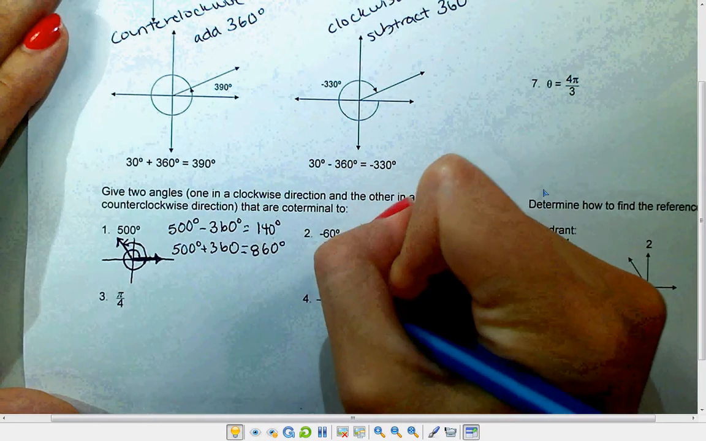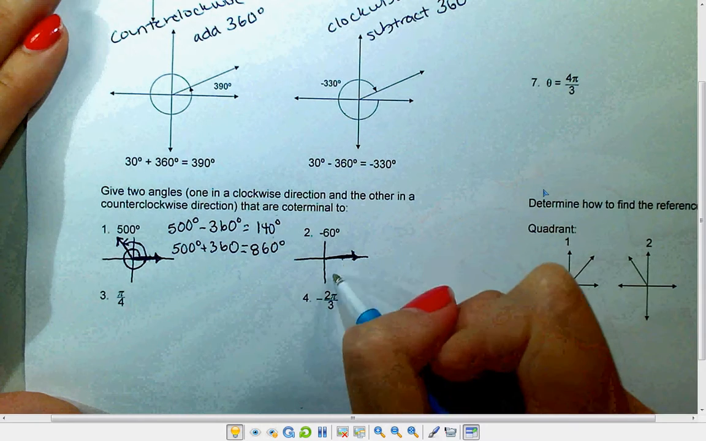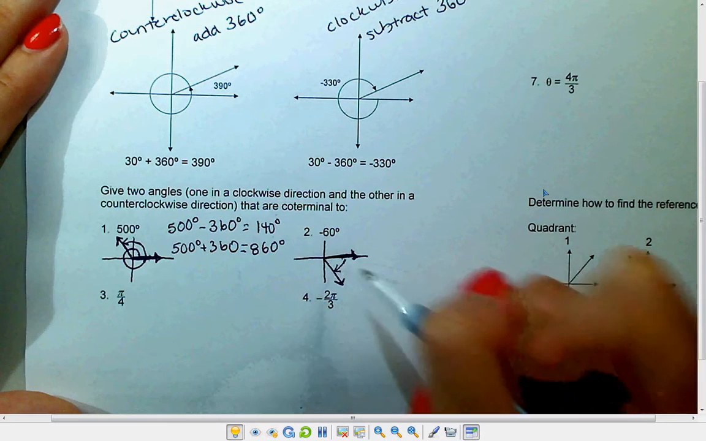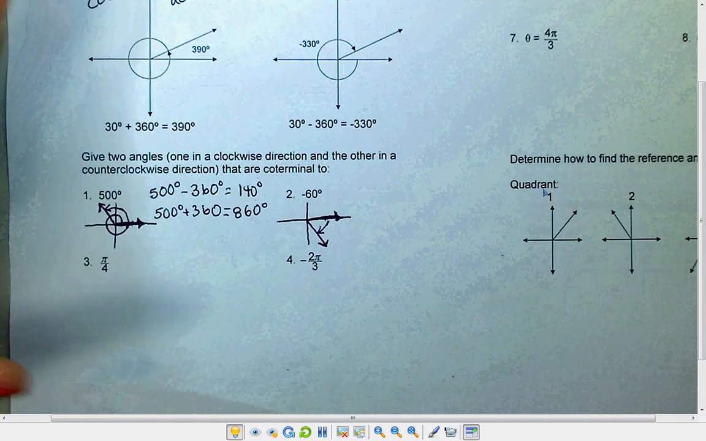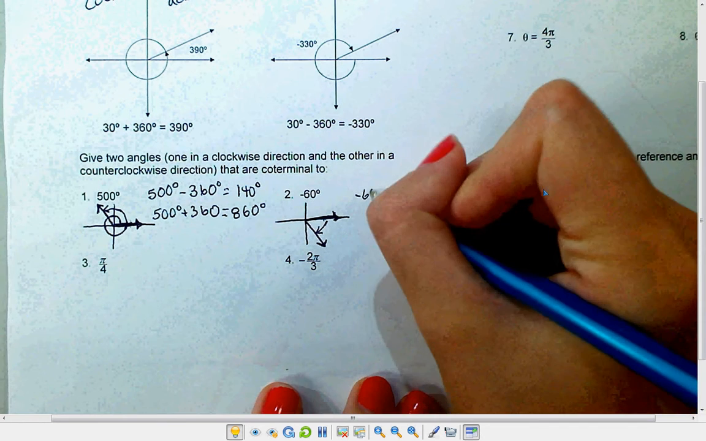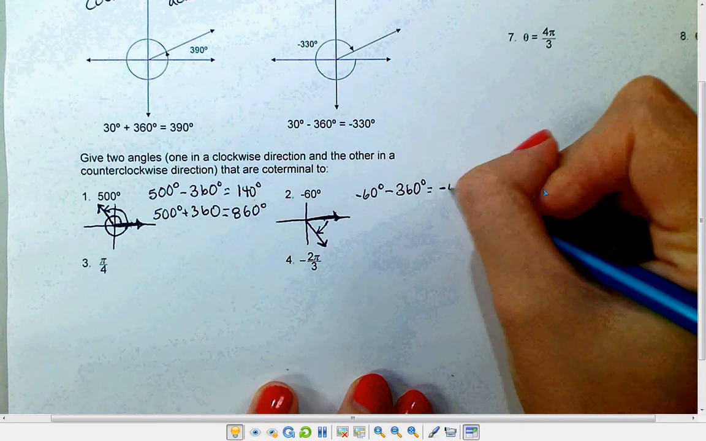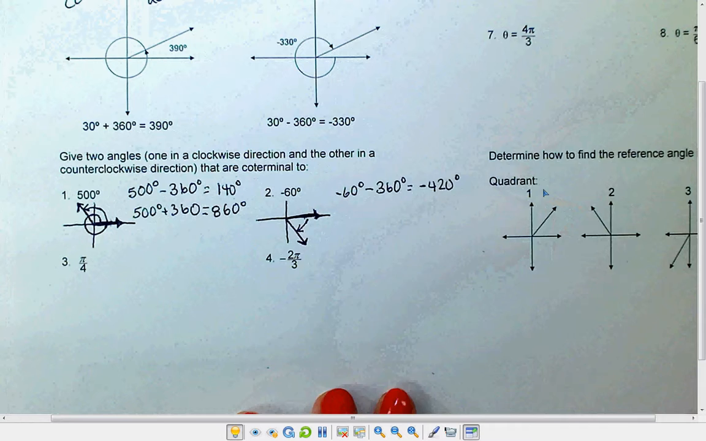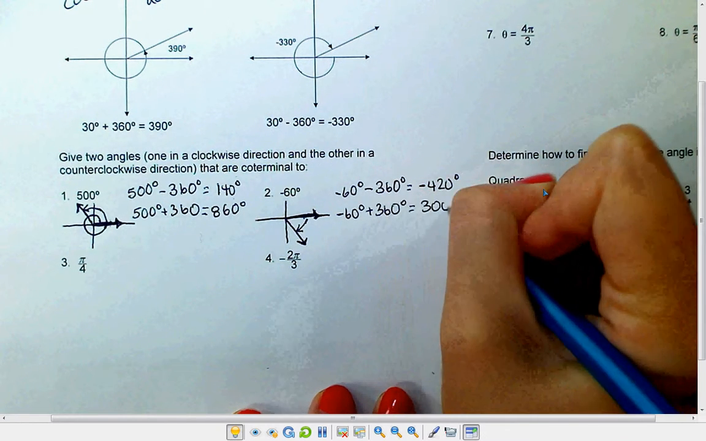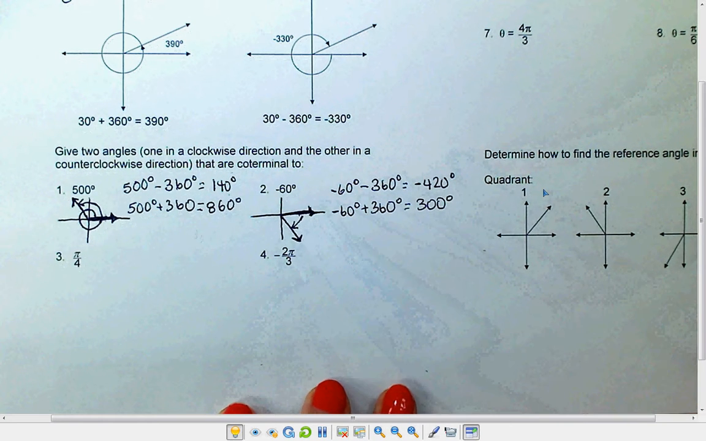Okay, let's look at negative 60 degrees. With this negative angle, we know that we're going to be moving clockwise, so we're going to be moving in this direction. 60 degrees is about right here, not quite to 90. So this is negative 60 degrees. To find two coterminal angles, we're going to start with negative 60, and let's first subtract 360 degrees. This gives us negative 420. We can also add 360 degrees, which will give us 300. So here are two coterminal angles that will end at the same place as our negative 60 degrees.